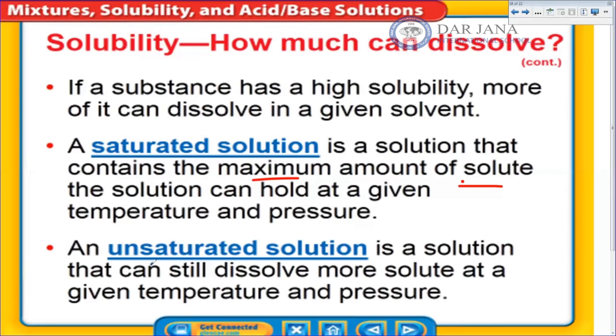Why? If we can still dissolve more sugar in this glass of water, this means this solution is still unsaturated. So when we reach the maximum amount of a solute the solution can hold at a given temperature and pressure, of course, because if we change temperature and pressure, as we said before, solubility will change, then this solution is called saturated. If you can still dissolve more and more solute in this solvent, this means that this solution is still unsaturated.